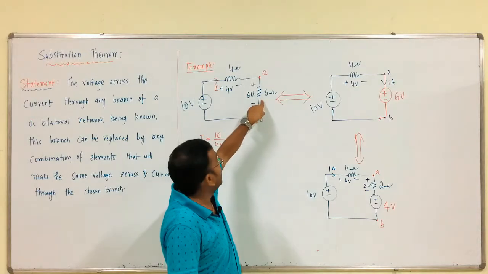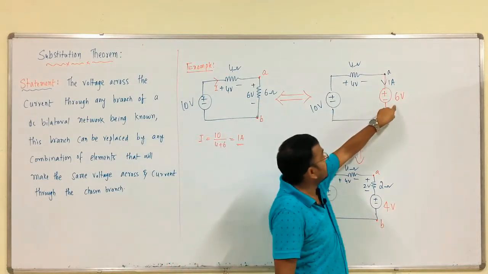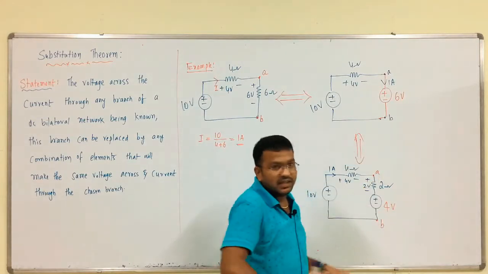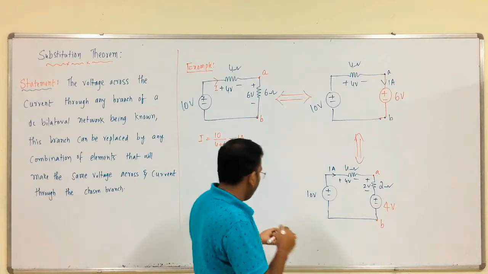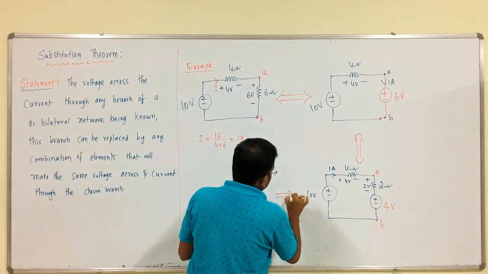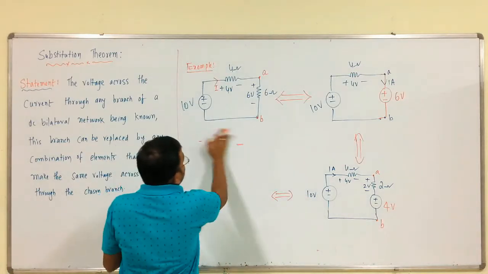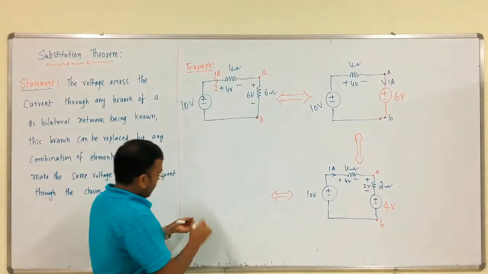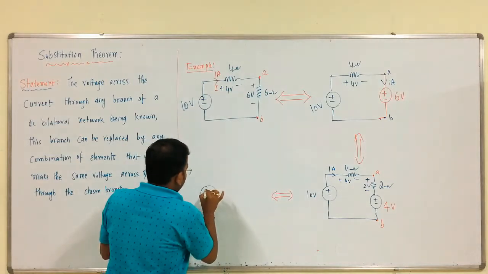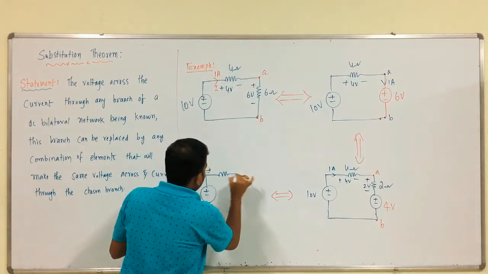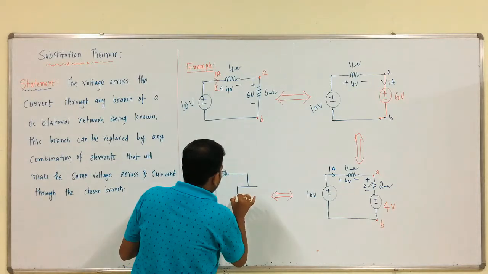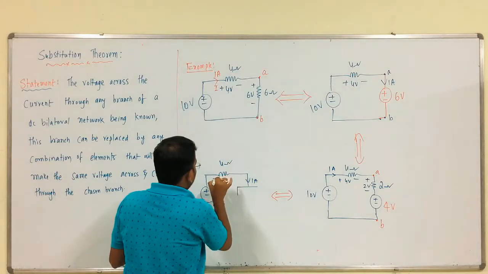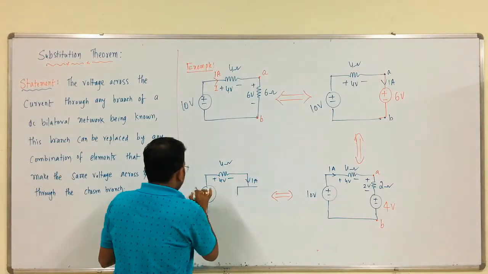We have modified this branch into this or this. Is there any change in the value of voltage across this branch? There is no change in the value of voltage. Again, one more modification. I is equal to 1 ampere. One more modification, plus minus, 1 ampere, right. This is 1 ampere, this is 4 ohm, plus minus 4 volts, this is 10.